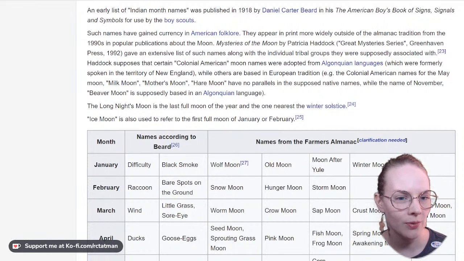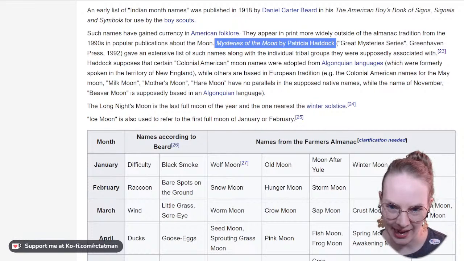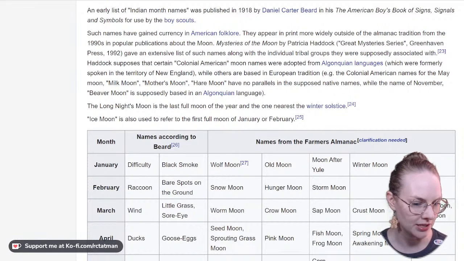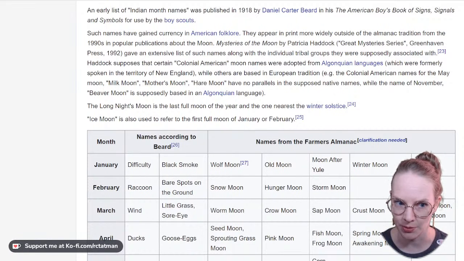Okay, so this might be a good reference for me, actually, by Patricia Haddock. It gives an extensive list of such names along with the individual tribal groups they were supposedly associated with. So I definitely would need to learn more about the sources that Patricia used.